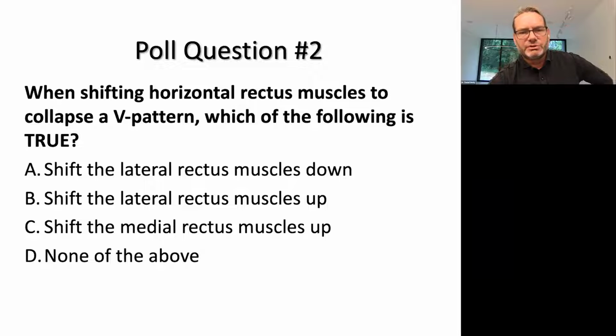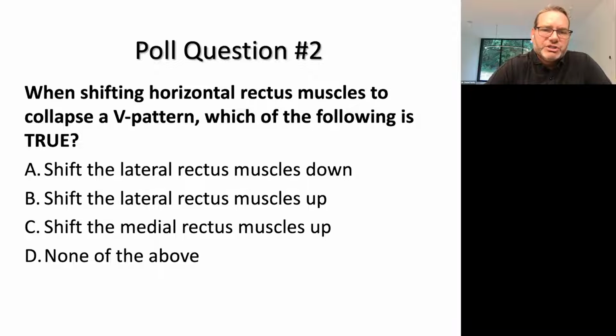Poll question number 2. When shifting horizontal rectus muscles, because that's the easiest thing you can do when you're trying to collapse an A pattern or a V pattern, it may not be the most effective necessarily, but it's the easiest thing to do. So it does apply to a lot of us and to a lot of our patients. But you need to know which way to shift them. So this is going to lead into that.